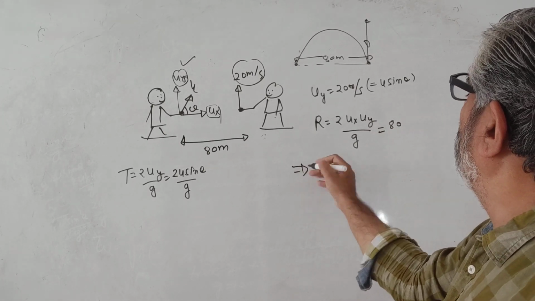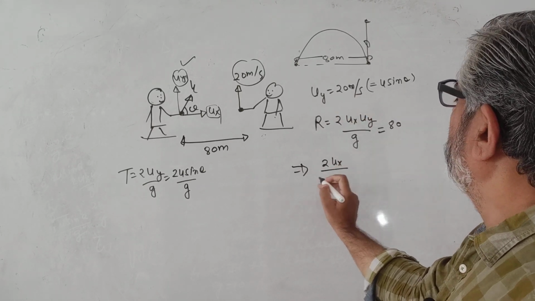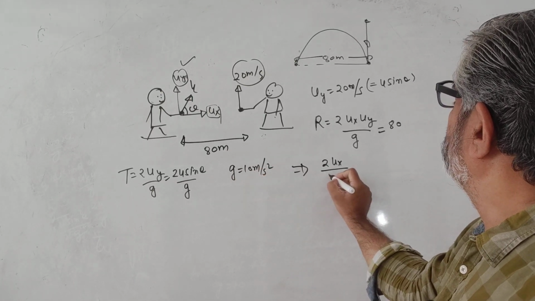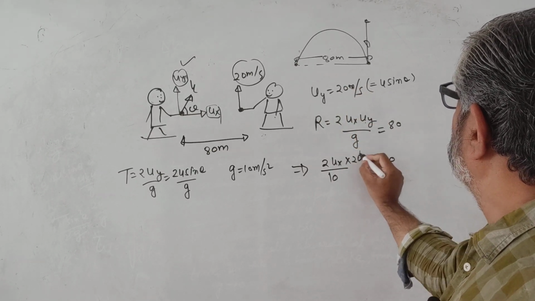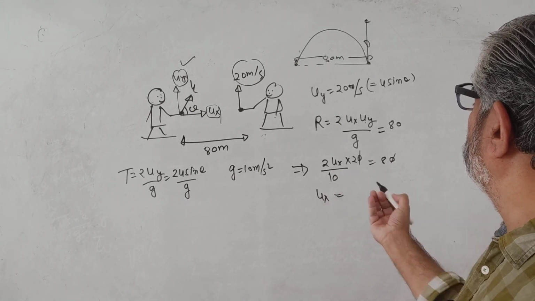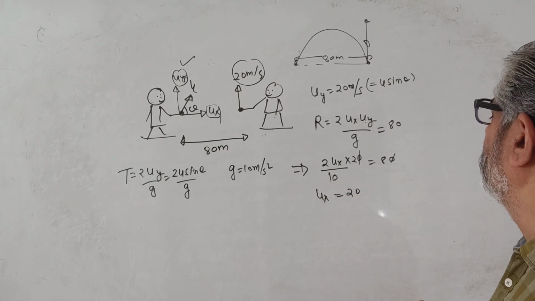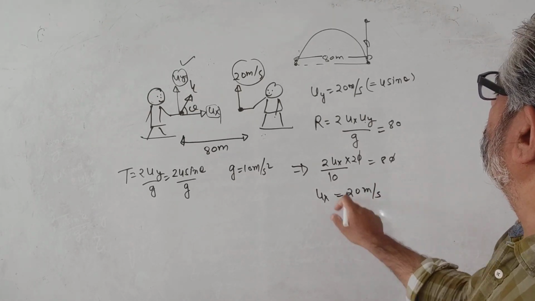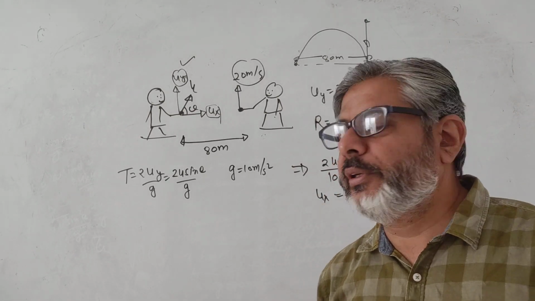And here the problem is almost on the verge of being solved. Put 20 here for uy, so you get 2 ux by g, and g I gave you as 10 meters per second square, so that becomes 10, and uy we already found as 20, and this is equal to 80. So this 0 goes off from here, and ux is equal to 80 upon 4, which is 20 meters per second. So in this problem, ux is equal to uy, and both are equal to 20 meters per second.